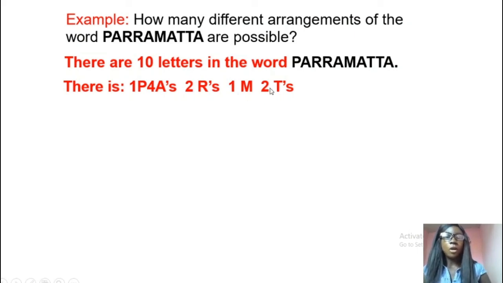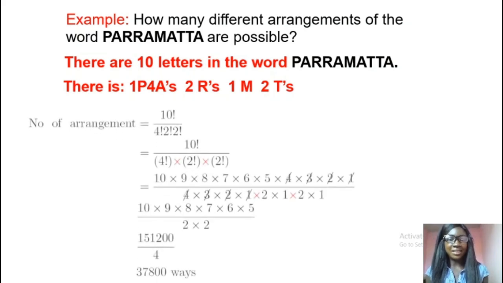So meaning that we're going to have 10 factorial divided by 4 factorial times 2 factorial times 2 factorial. I told you the denominator must be greater than 1, but you can put the 1 there, it will just be acting as a dummy. It will be of no use because 1 factorial is still 1. So let's see our answer.